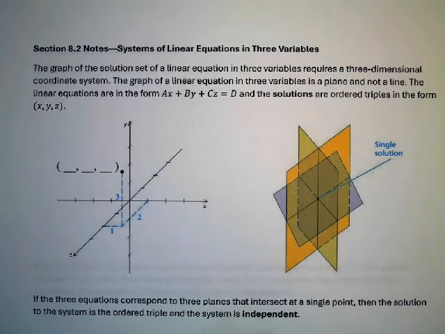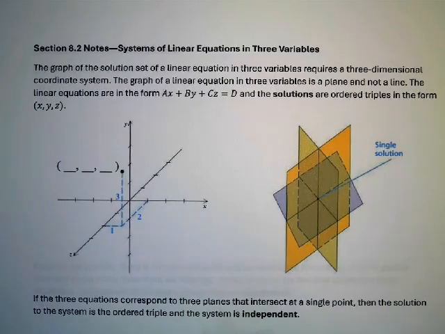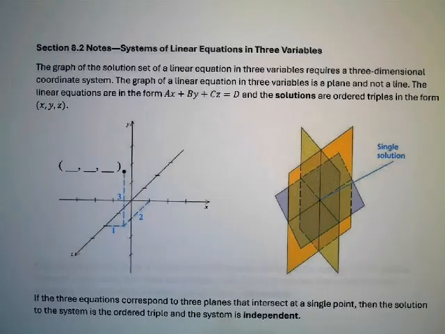This video is on section 8.2 notes, systems of linear equations in three variables. The graph of the solution set of a linear equation in three variables requires a three-dimensional coordinate system. That's because we have not just the x and y axis that go left and right and up and down, but we're also going to have the z axis, which adds depth.